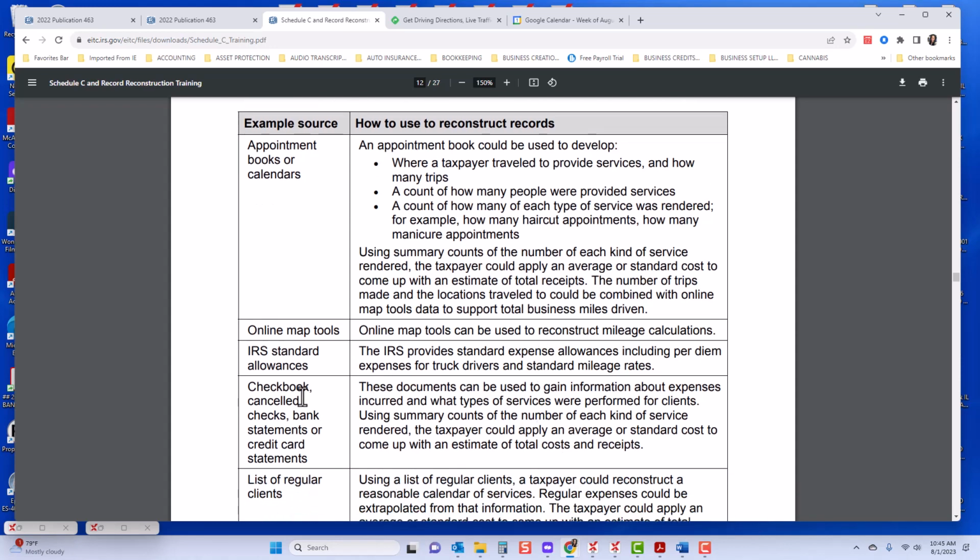Okay. Any checkbook, canceled checks, bank statements. So these documents can be used to gain information about expenses incurred and what types of services were performed for clients. Using a summary again, you can apply an average or standard cost to come up with an estimate of total cost and receipts. So, for example, nobody that I know still writes checks. I mean, very rarely is anyone writing a check. So the IRS really needs to update this. However, most people do have a bank statement.